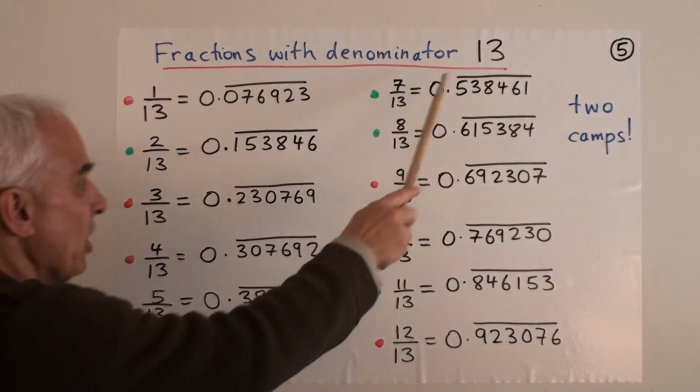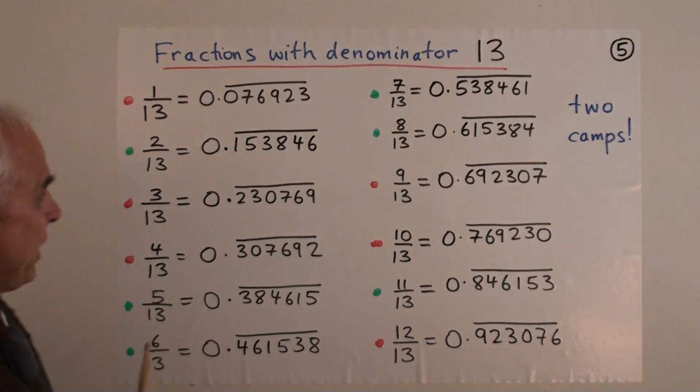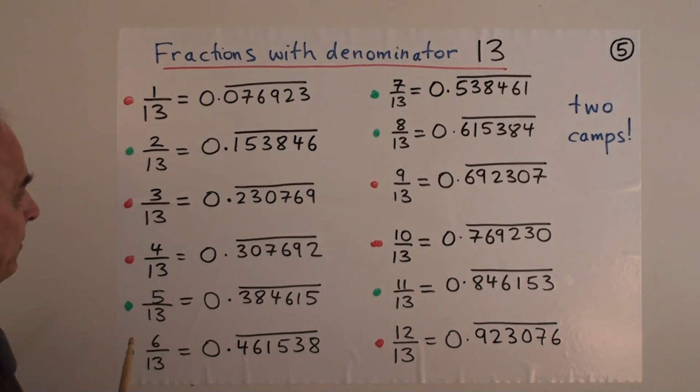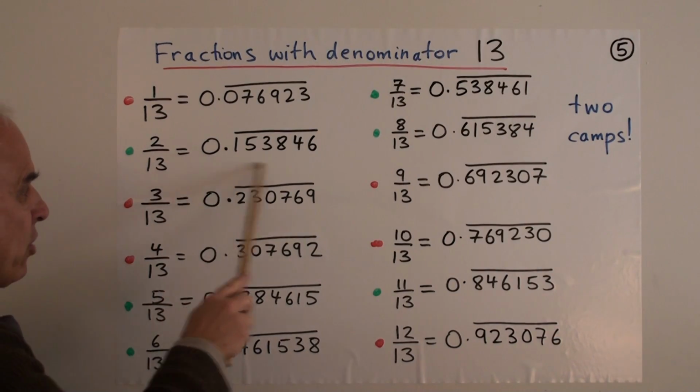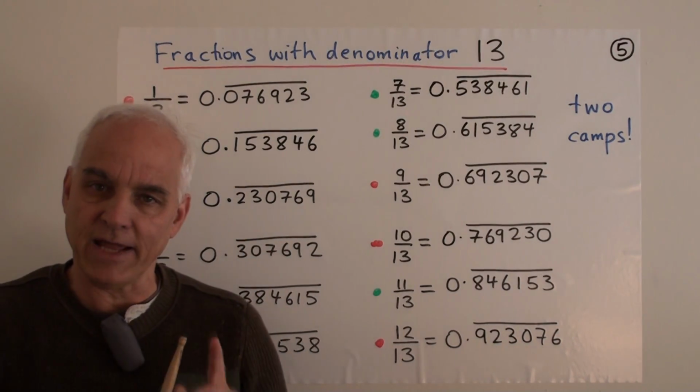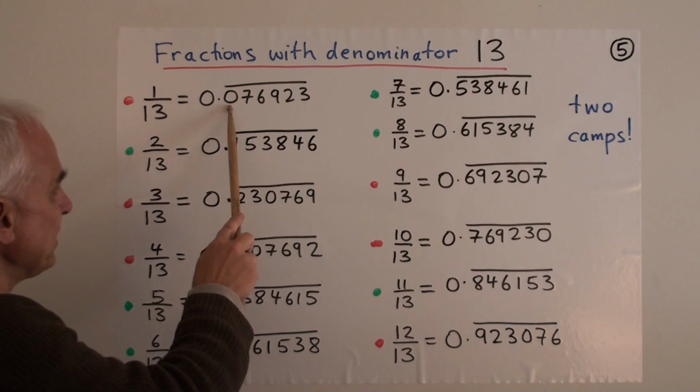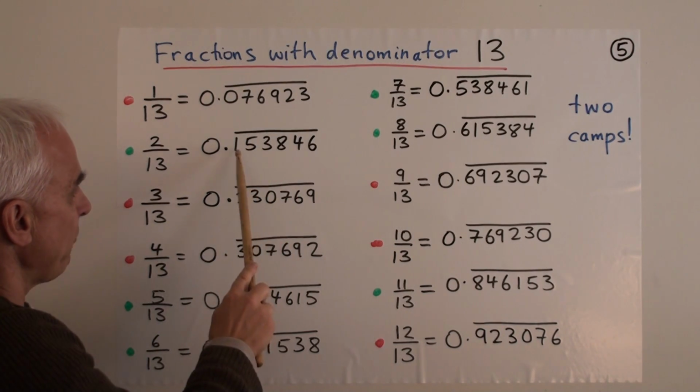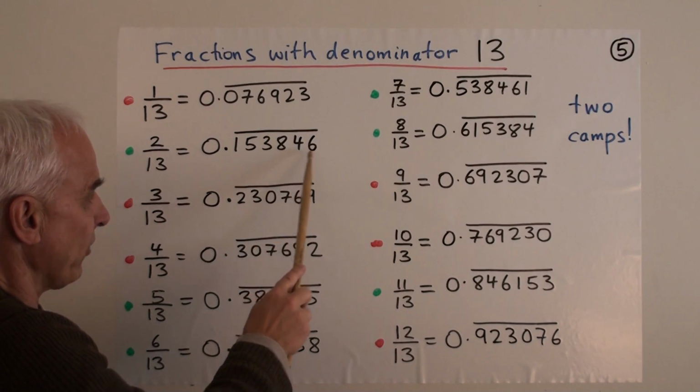What happens, say, with the denominator 13? Here's 1/13, which we've already seen. But 2/13 is a completely different cycle, but still of length 6. So here we have 0.076923, and here we have 0.153846.